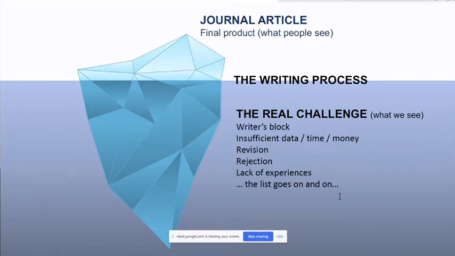The list goes on and on and on. We can always give excuses, right? The bottom line is do not be discouraged. Okay, because if you look at the picture of this iceberg here, the challenge is the chunk of challenge is much bigger than the final product itself.